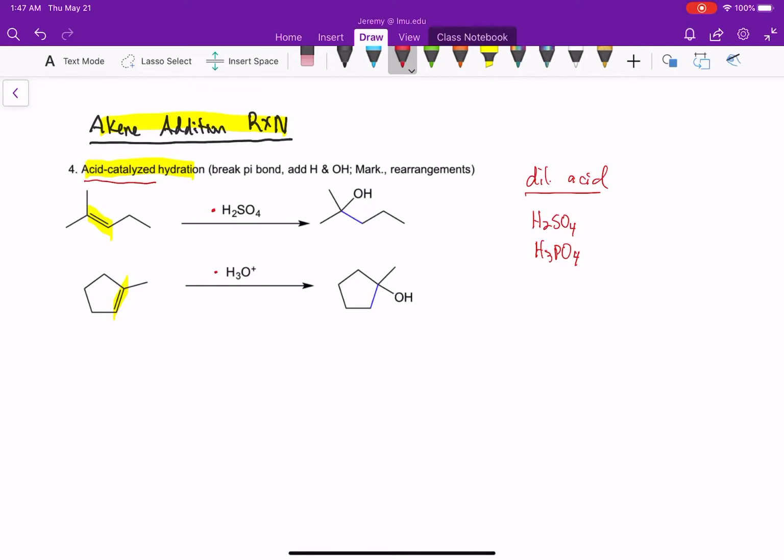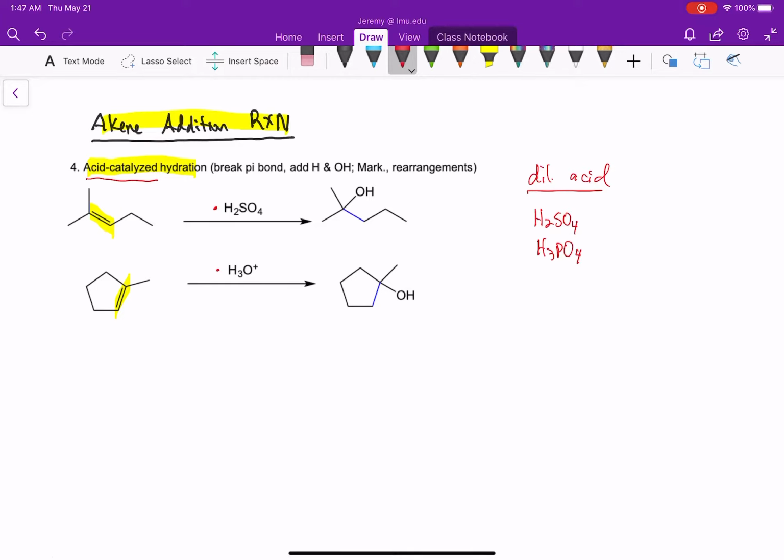Now, these are dilute, so sometimes I might write H2SO4 and in parentheses write DIL for dilute, or H3PO4 dilute. We could also write this as H2SO4, comma, water, or H3PO4, comma or a slash water. So these are generally ways I can describe an acid-catalyzed reaction. Here I'm specifying the specific acid we use. We can also just talk about a generic acid.